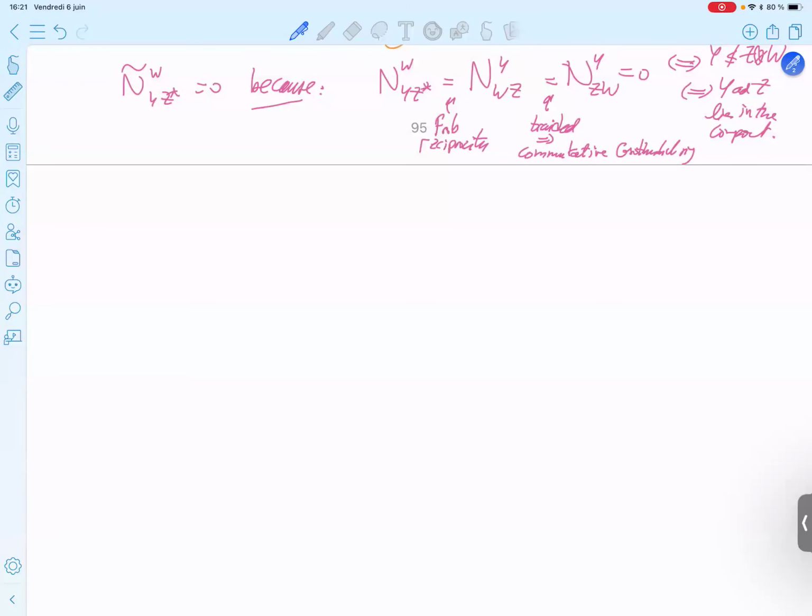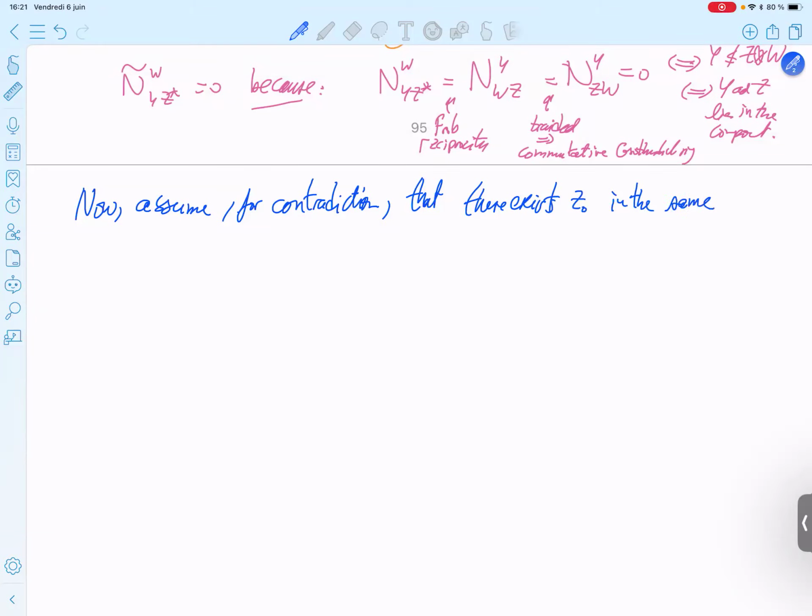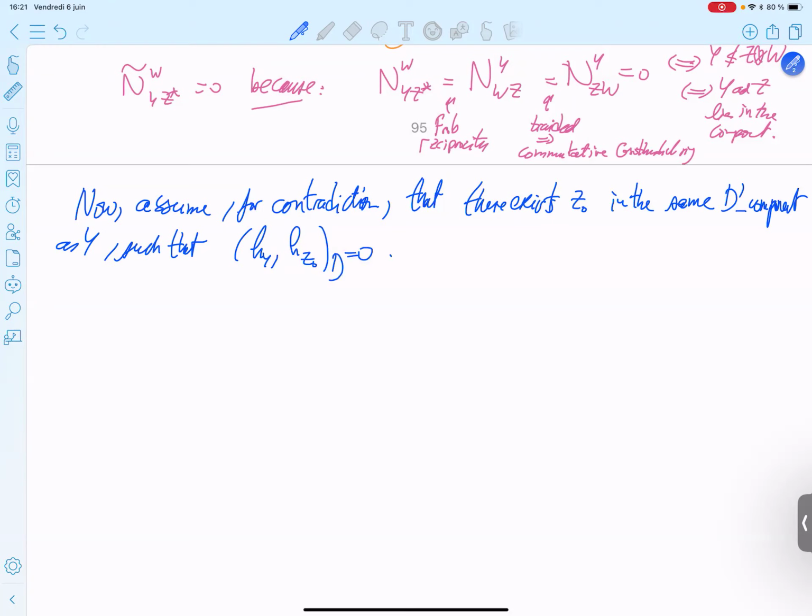So now, assume for contradiction that there exists Z0 in the same D prime component as Y, such that H, so the inner product, is equal to 0. Okay.